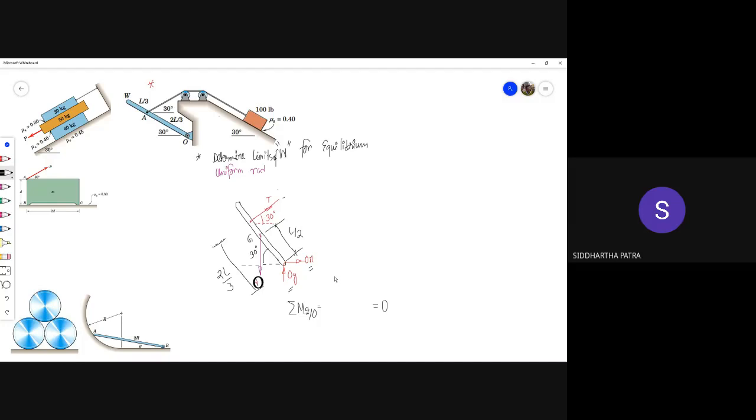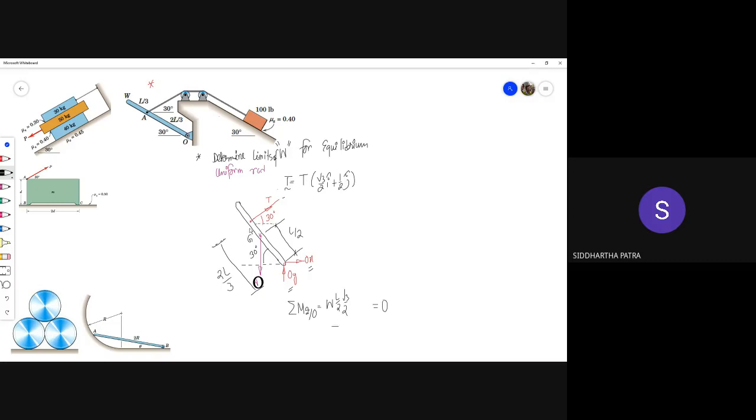with respect to W. For example, W provides a counterclockwise moment, which is W times L by 2 times root 3 by 2, as in cos 30 degree. And then you have to represent this T over here as T times root 3 by 2 I plus 1 by 2 J.